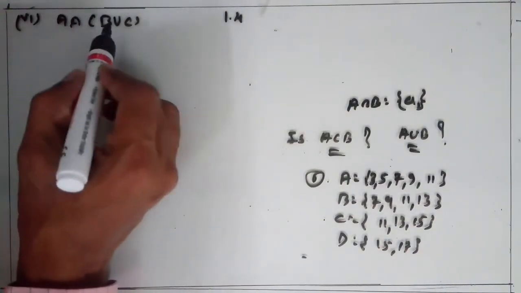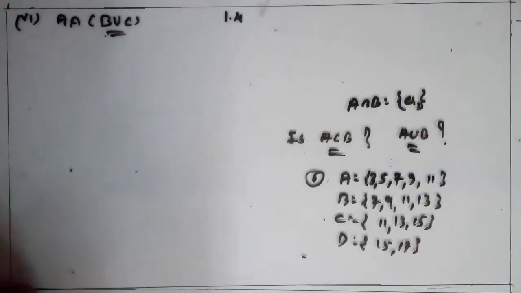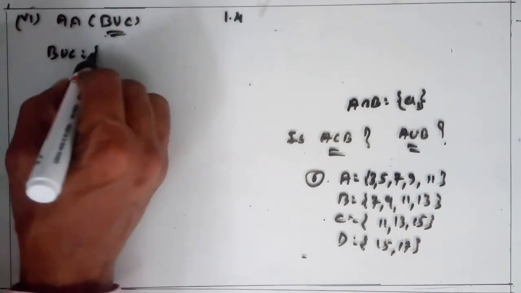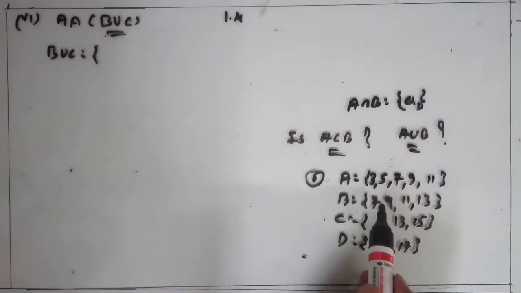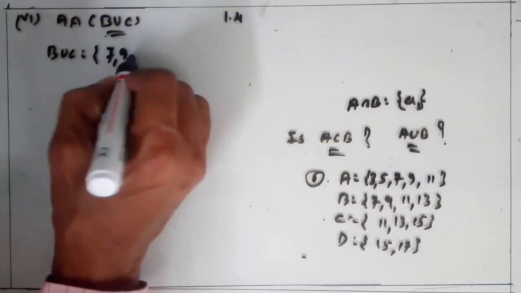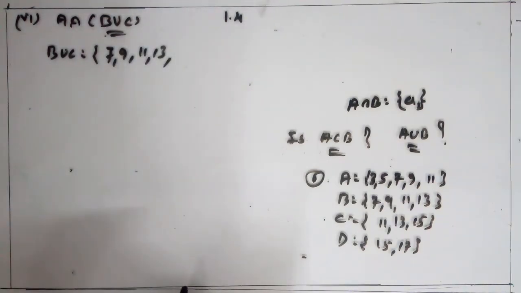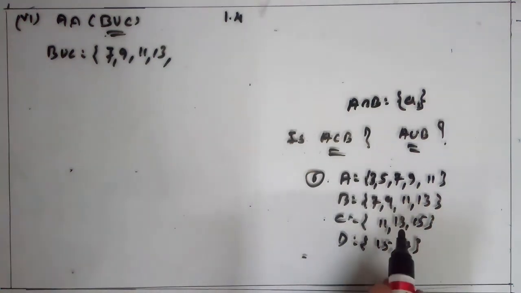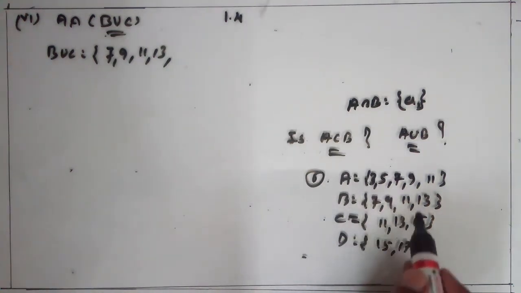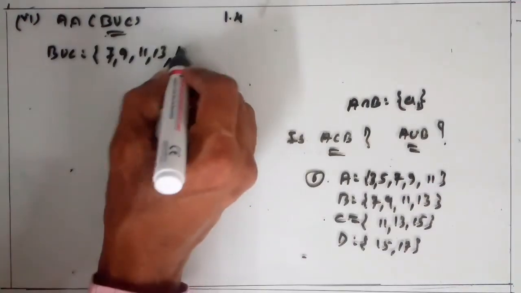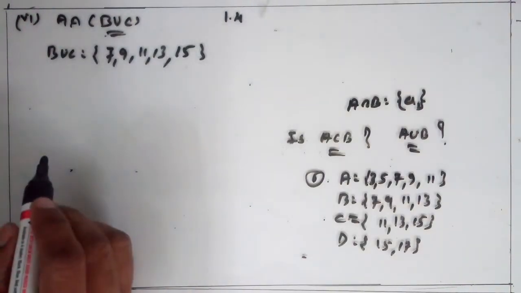To get A intersection B union C, first we get B union C from this set. B union C is equal to: first write all elements of B, 7, 9, 11, 13, then write the remaining elements from C. 11, 13 we already got from B, so write only 15. Clear? So this becomes B union C.